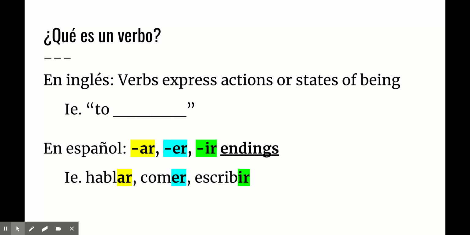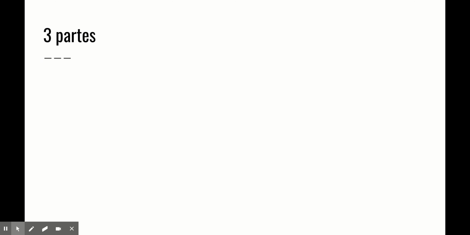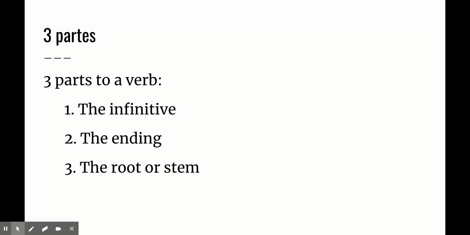Moving on, and if I go too fast, pause me. There are tres partes, three parts of a verb that you need to pay very close attention to. These are them. Número uno, the infinitive. Número dos, the ending. And número tres, the root or the stem. I'm going to go through all three of those things in the next couple of slides, but please make sure you get these three things down: the infinitive, the ending, the root or the stem.